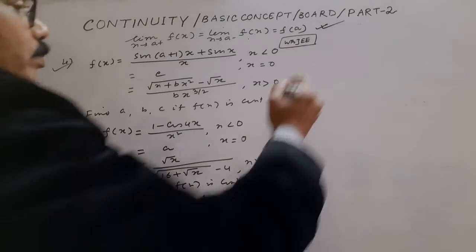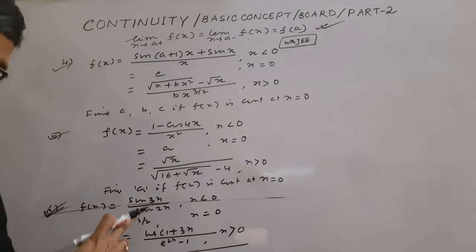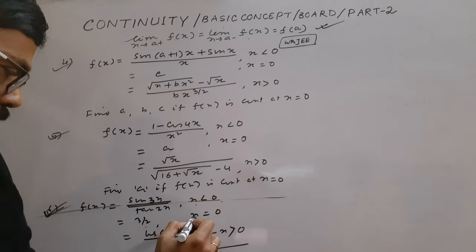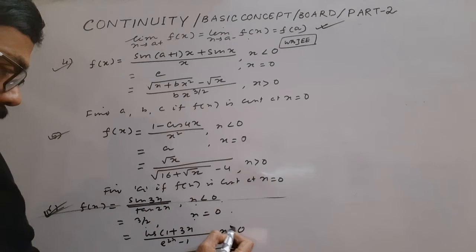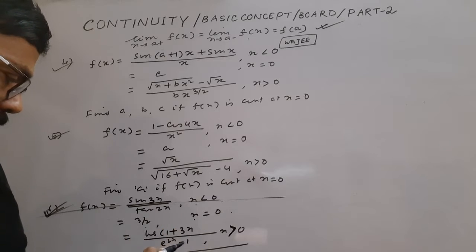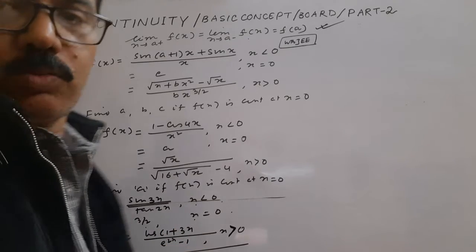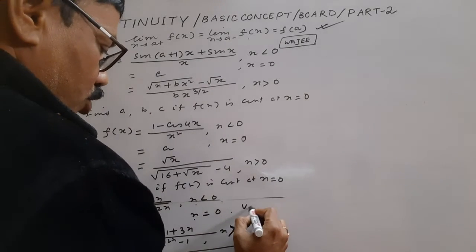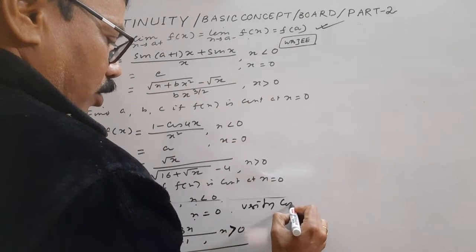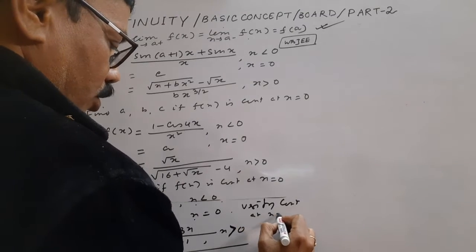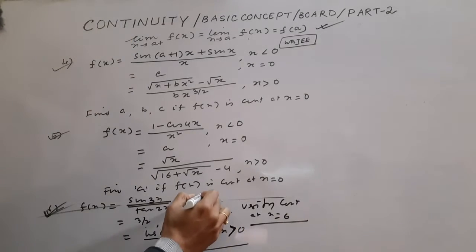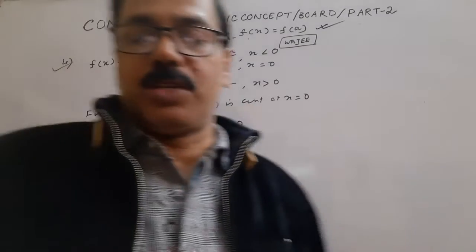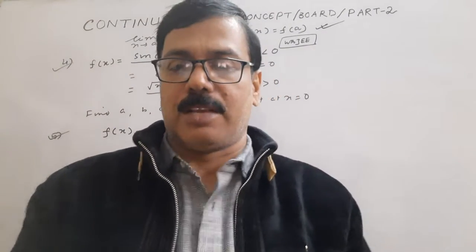f(x) equals sin 3x by tan 2x for x less than 0, 3 by 2 for x equals 0, and for greater than 0, log(1 plus 3x) by (e to the power 2x minus 1). Verify continuity at x equals 0. So look, the restriction is greater than, less than, equal to. So we use right hand limit, left hand limit and functional value.